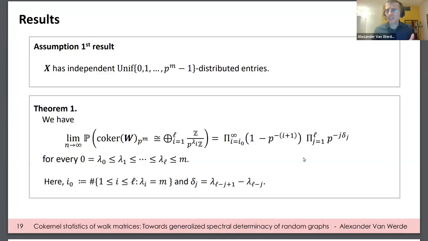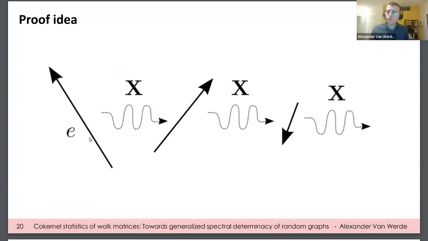So the next thing I want to show you is how we prove it. And in this specific setting, with these strong assumptions, the proof is actually quite simple. Because recall that the walk matrix is found by just starting with the all-ones vector, then applying X another time, and so on. These are the columns of the walk matrix. Now, what the proof involves is simply looking at this process. And recalling that X has independent and uniformly distributed entries, its action on the all-ones vector is essentially going to be just a uniform random action, at least modulo p^m.